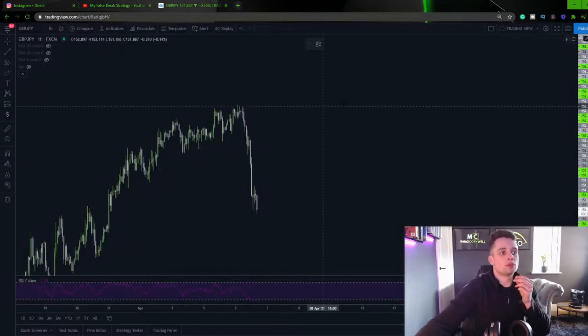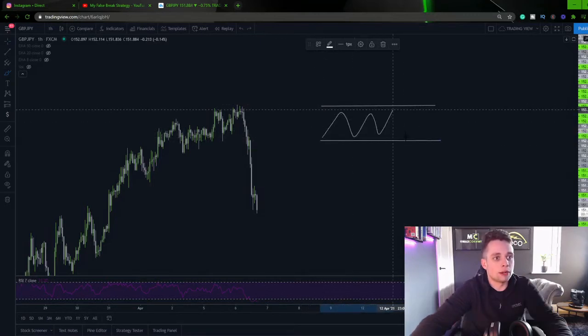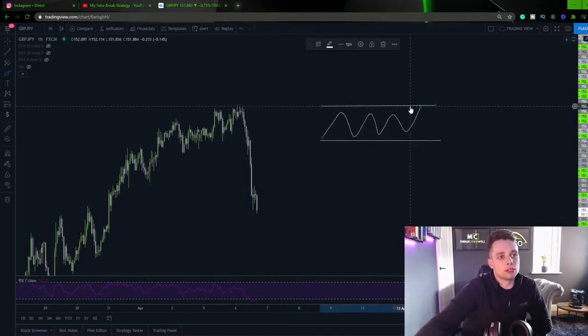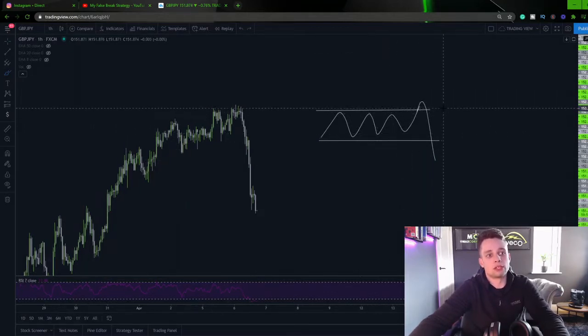And just for those of you who don't know, generally what a false breakout is: you get a consolidating market, right? So the market is trading in a range, okay, respecting levels, and then the market will break out of this trading range and then reverse, right? So it's a false break. So ultimately he's trying to capture this move down here, right?